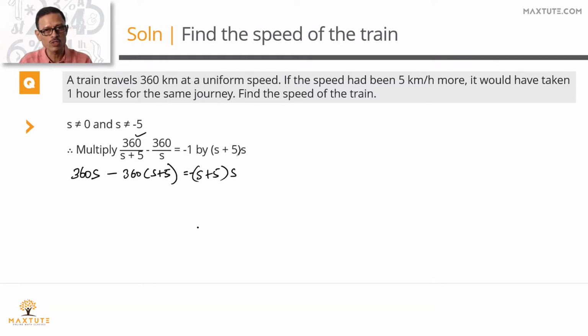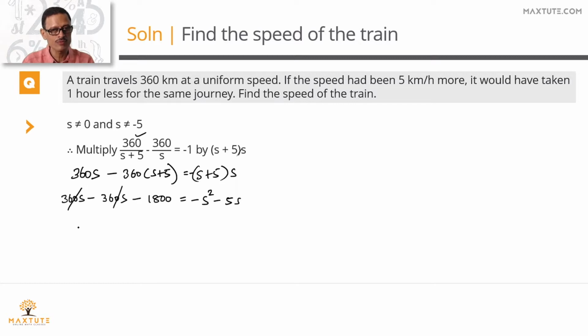Let's expand the terms on both sides of the equation. So we'll have 360s minus 360s minus 360 into 5 will give us a minus 1800. This is equal to minus into s, which is minus s square. Minus 5 into s is equal to minus 5s. 360s gets cancelled with 360s.